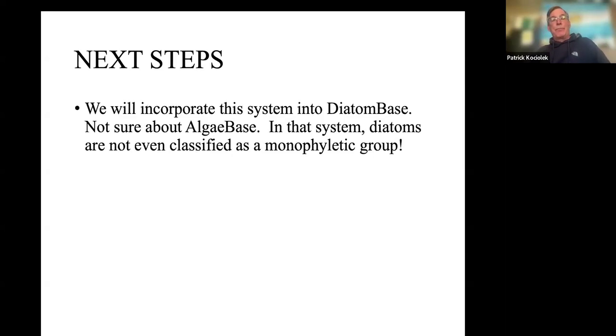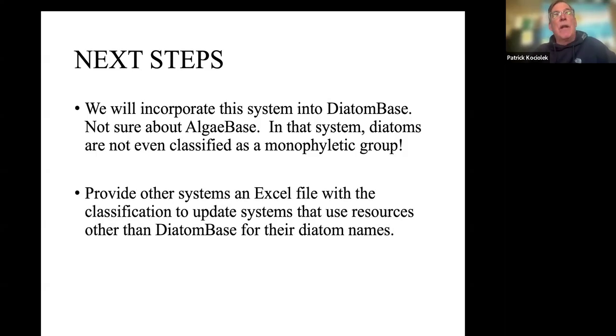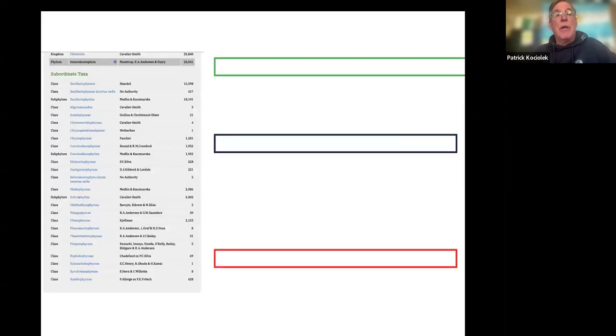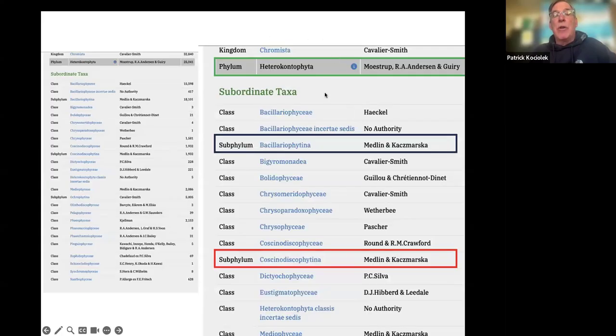And the next steps, we will incorporate this system into Diatom Base. We will develop an Excel file that basically has this classification and offer it to AlgaeBase. And we hope that Mike Guiry will embrace that. I don't know if you ever looked at the classification system in AlgaeBase for diatoms. Here in the phylum, the heterokonts, there are 3 subphyla, 2 of them related to diatoms, but there's not one group for diatoms. So in this classification system, there's not even a single monophyletic group called diatoms in the AlgaeBase classification system. But anyway, we will offer this up if Mike is interested in it.